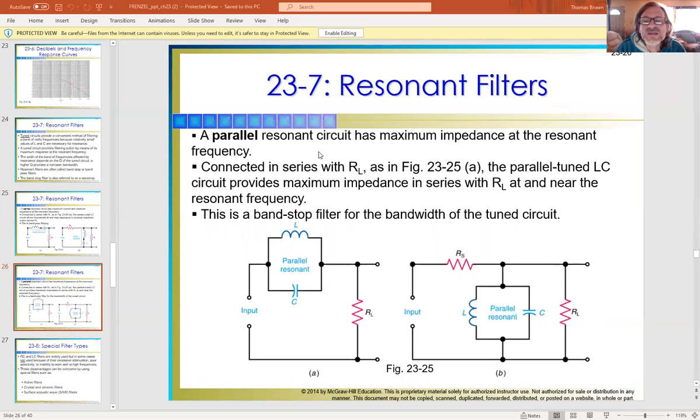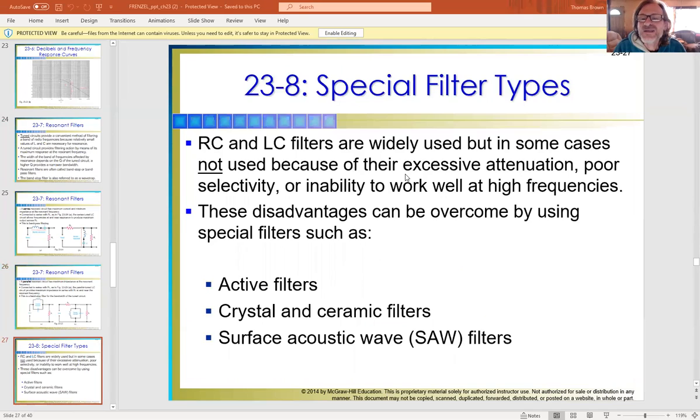Now, if we take a look at the parallel one, we almost get an opposite effect, where we get the full maximum impedance in this case. From the previous one, a series one, we have minimum impedance. And in a parallel configuration, we get maximum impedance. And really, this is our takeaway from this. So it would depend on what we were interested in achieving here. And that's pretty much it.